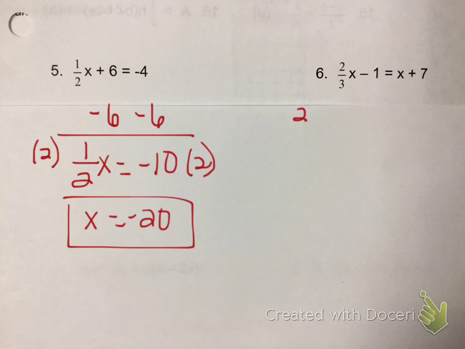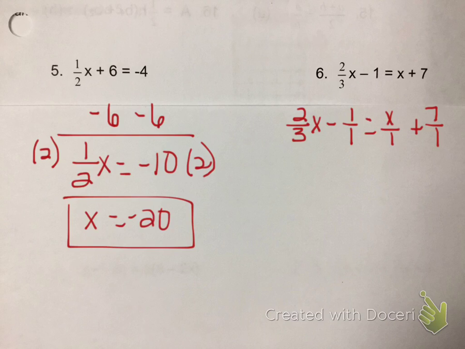Now on number 6, there is a fraction in front of the x. But if you will notice, there is another x on the other side. So kind of compare number 5 and number 6. Do you see the difference? In this case, it would be better to clear your fraction. So what I am going to do, I'm going to rewrite this and put each term as a fraction. So in other words, I'm going to put 2/3 x minus 1 over 1 is equal to x over 1 plus 7 over 1. So you have to turn each term into a fraction.